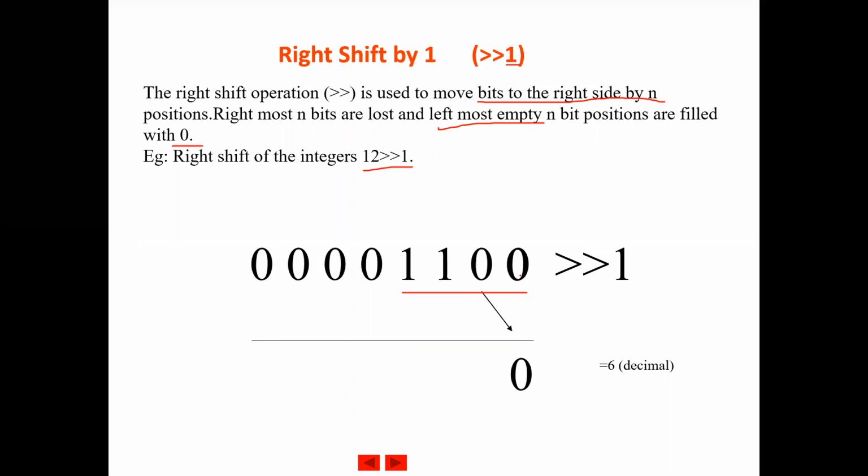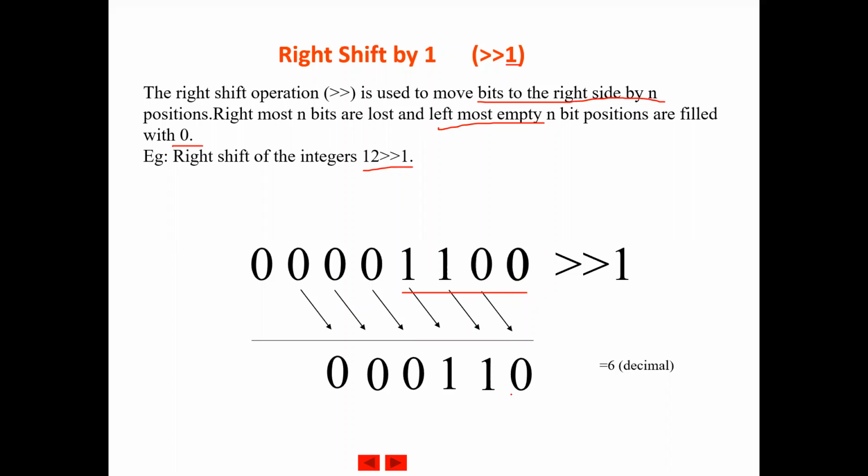Right shift by 1 means I'll remove this 0, and to this location I'll shift the next bit, that is 0. Now to the position of this 0 we'll shift 1, then again 1, then here 0. This 0 will be shifted to the right by 1 bit position, here also 1. Now what happened here? It is an 8-bit representation I am showing, so here 1 bit position is empty. So what will happen?